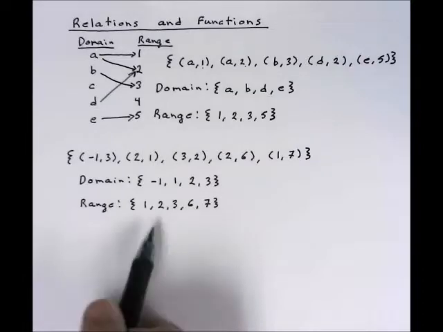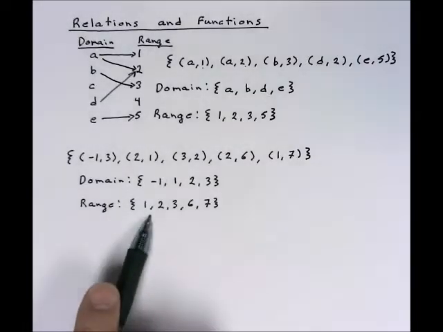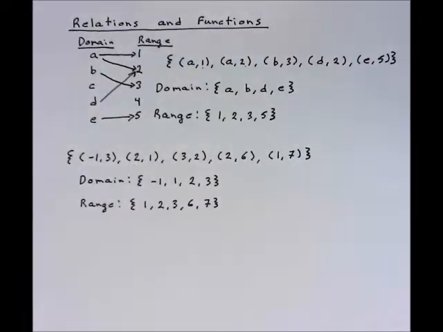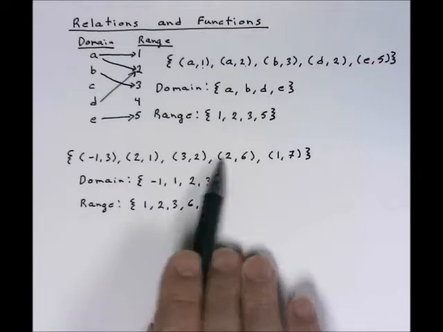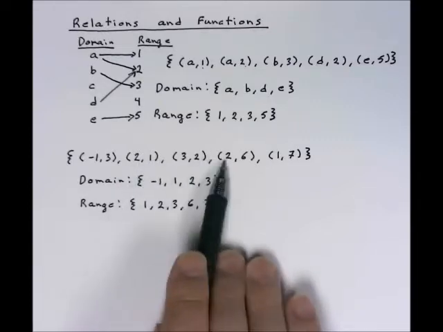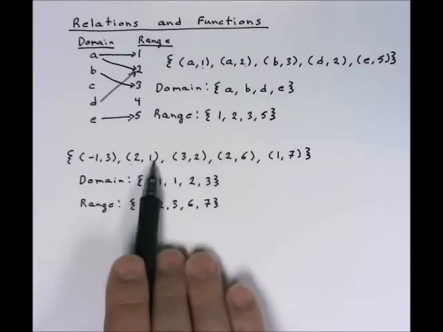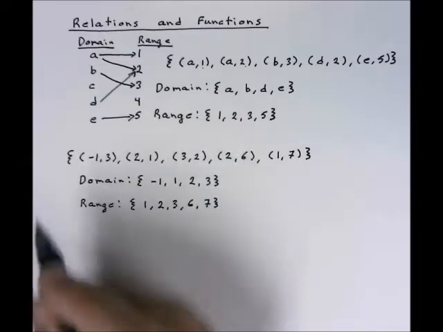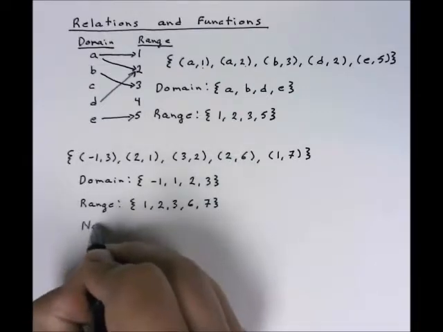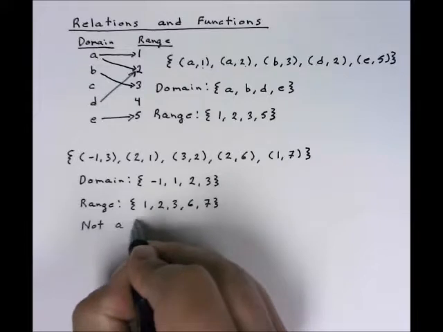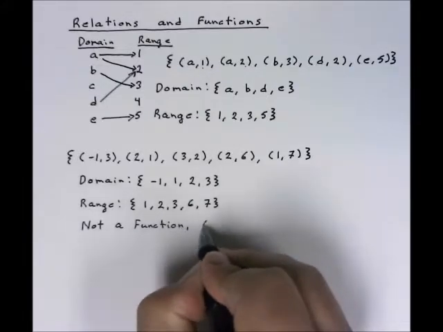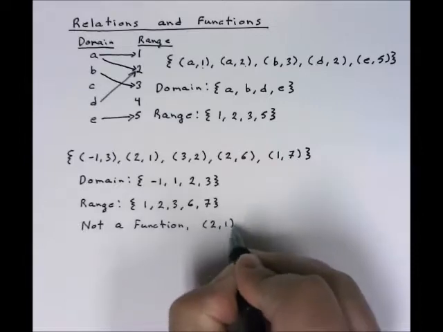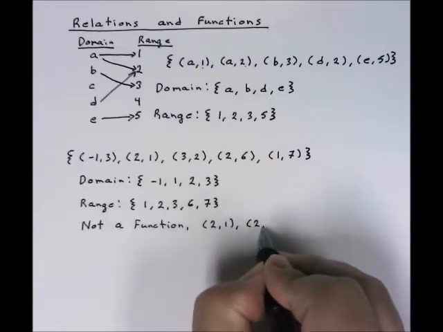So here is the domain and range of this relation. Now the question is, is it a function or not? And if we look, the 2 is repeated, and the 2's are going to different elements. Here the 2's going to the 1, and here the 2's going to a 6. So this is not a function. And the 2 points that prove that are the (2, 1) and the (2, 6).